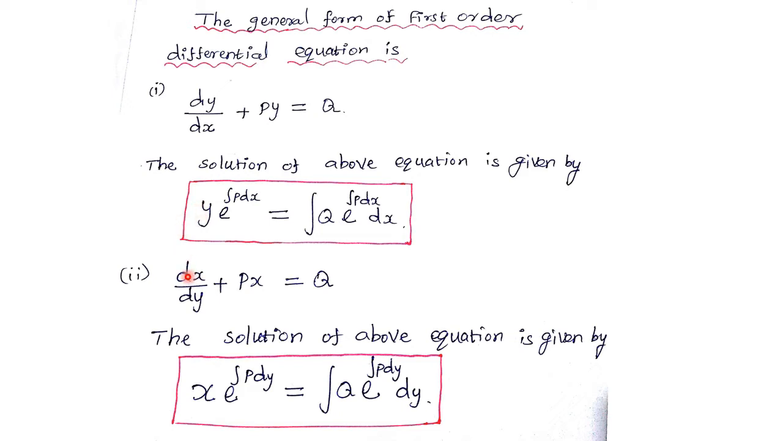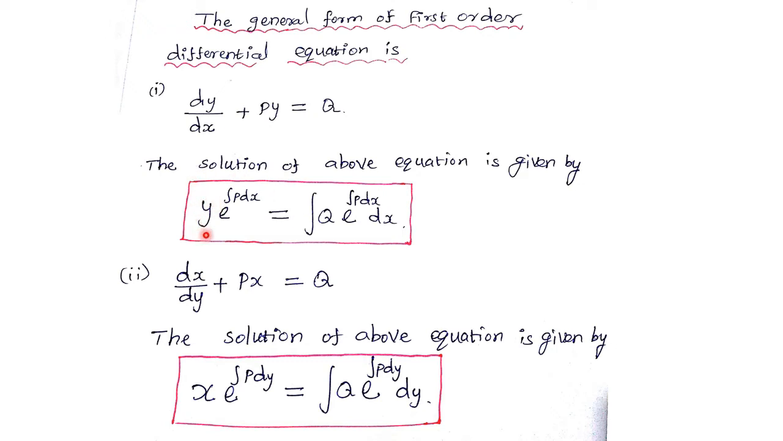Now the second one, when the solution of the equation is x, then the differential equation should be like this: dx divided by dy plus p into x is equal to q. Here p and q are the variables. Here the solution to the given equation is x. So the solution with formula is given by x into e power integral of p dy is equal to integral of q into e power integral p dy into dy.